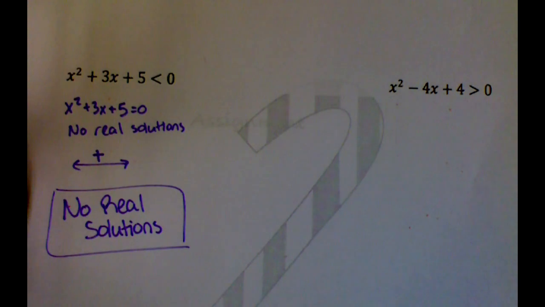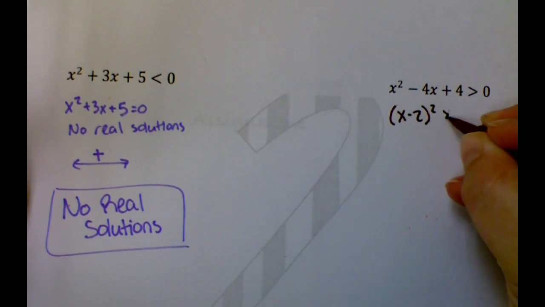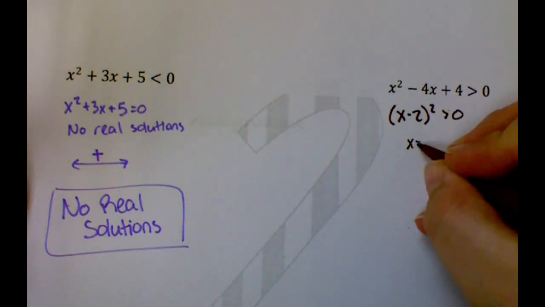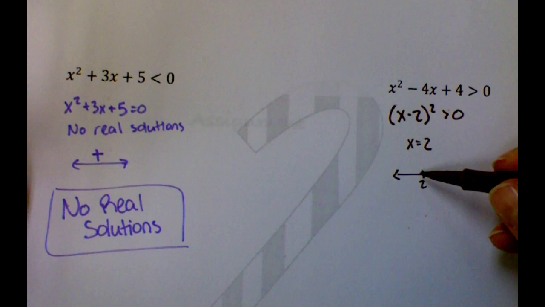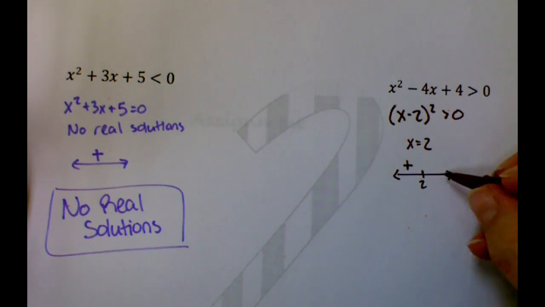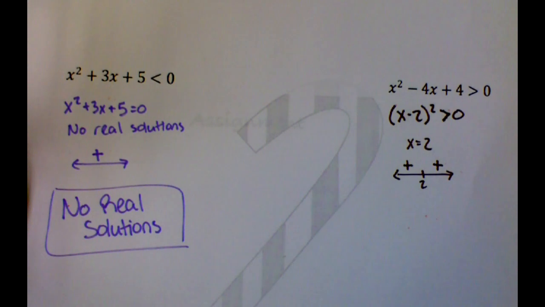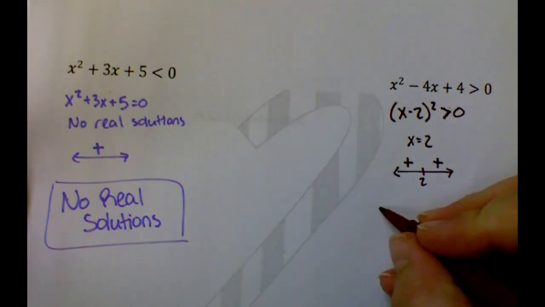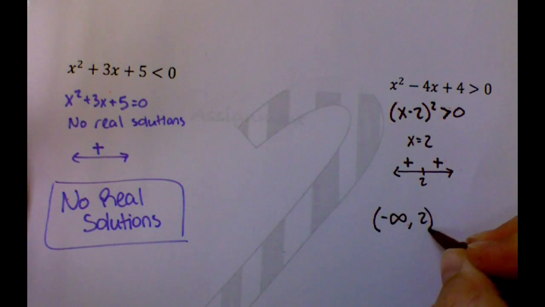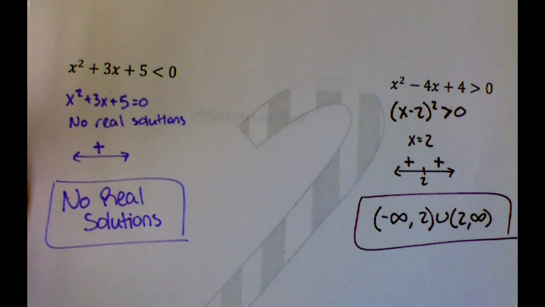And finally, one last example here. x squared minus 4x plus 4 is greater than 0. We factor, and you'll notice that it factors into x minus 2 squared, which means my only key number is x equals 2. If I put 2 on my number line, plug in something smaller, I get a positive. Something bigger, I get a positive. Notice that it's just greater than, not greater than or equal to. So really this is saying everything works except 2 itself. So everything but 2 is negative infinity to 2, or 2 to infinity. Another weird special case.